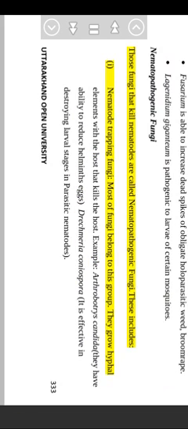Nematopathogenic fungi. Those fungi that kill nematodes are called nematopathogenic fungi. These include nematode-trapping fungi. Most fungi belong to this group. They grow hyphal elements within the host that kill the host. Example: Arthrobotrys candida. They have the ability to reduce helminth eggs. Drechmeria coniospora is effective in destroying larval stages in parasitic nematodes.